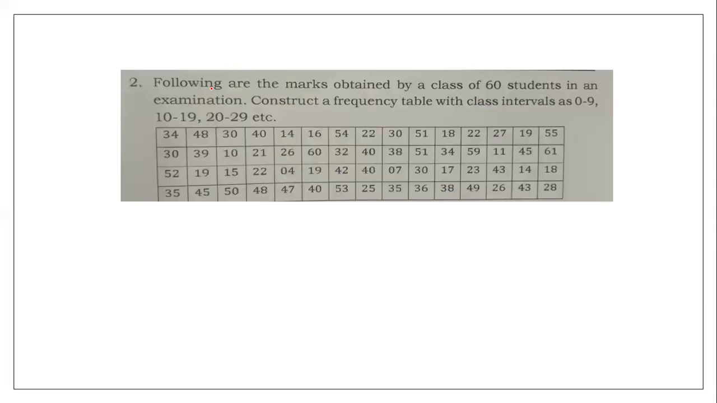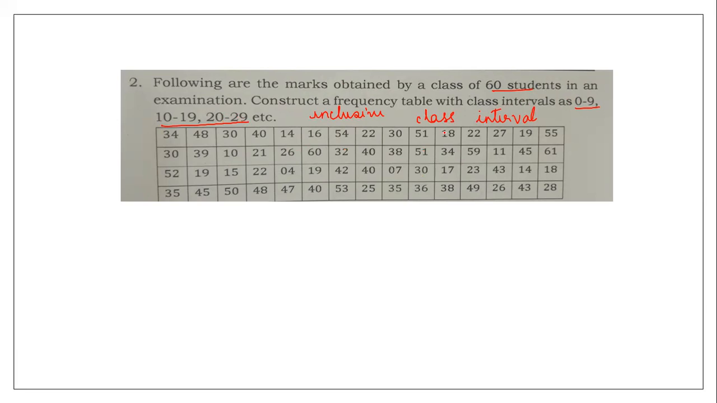Okay, next problem is, following are the marks obtained by 60 students in an exam. Construct a frequency table of class interval 0 to 9, 10 to 19, 20 to 29. That means they have already given how to do it. 0 to 9, 10 to 19, 20 to 29. So it is an inclusive class interval. So what you have to do, you have to frame a frequency distribution table based on your inclusive class. That means from 0 to 9, 10 to 19, 20 to 29.